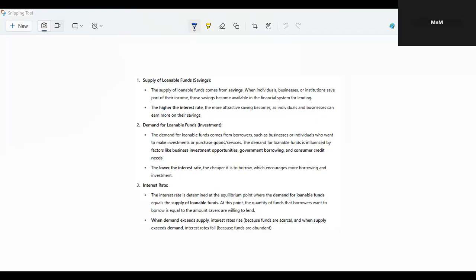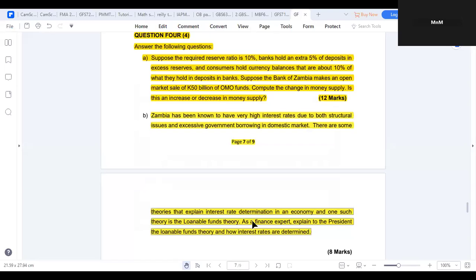So you're explaining to the president as an expert in money and banking. So you need to explain what the theory of loanable funds asserts. Is that clear? So let's go through it quickly again.